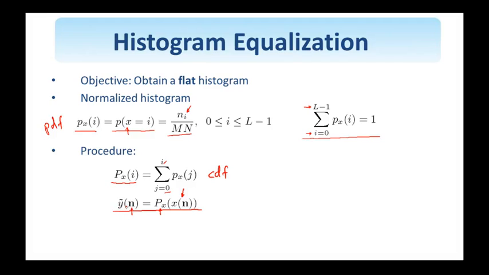And since this mapping will give me values between 0 and 1, there is one more step according to which I take the ỹ here, there's an extra parenthesis, and multiply it by L minus 1, so that again y(n) now, the image with equalized histogram, will range from 0 to L minus 1.